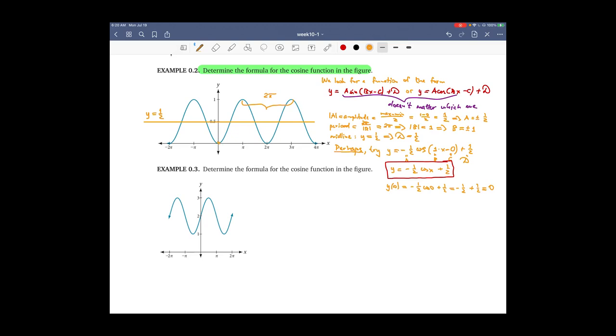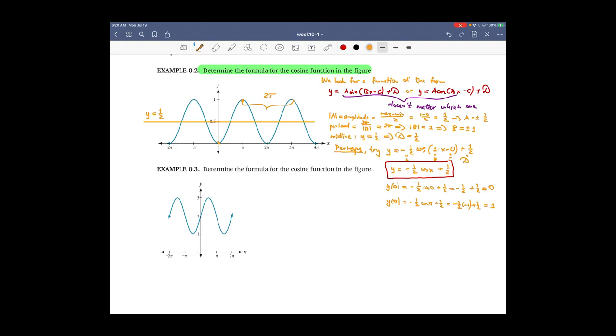I don't know, let's check pi. Y at pi is -1/2 cosine pi plus 1/2. Cosine pi is -1, so we will get -1/2 times -1 plus 1/2, and that is indeed 1.